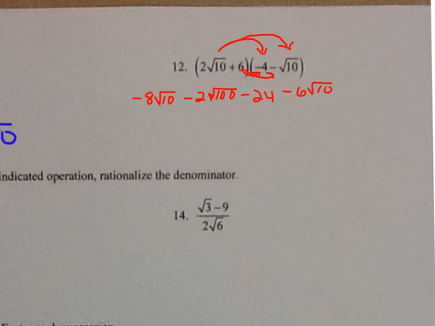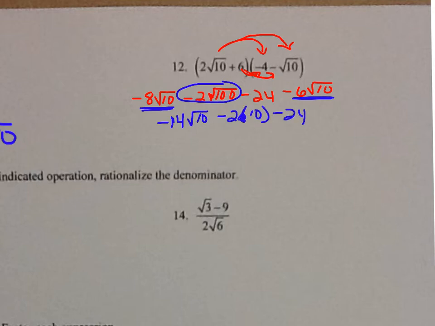All right, so these two here we can add because they're like terms. They both have the square root of 10. So negative 8 minus 6 is negative 14 the square root of 10. This right here, we have minus 2 times, right, the square root of 100 is 10, and then we have minus 24. So it's negative 14, the square root of 10, minus 20, minus 24. So negative 20 minus 24, so it's going to be negative 44 minus 14, the square root of 10.